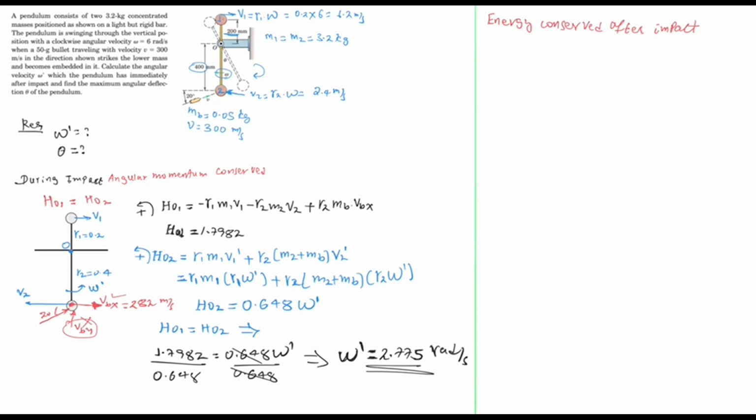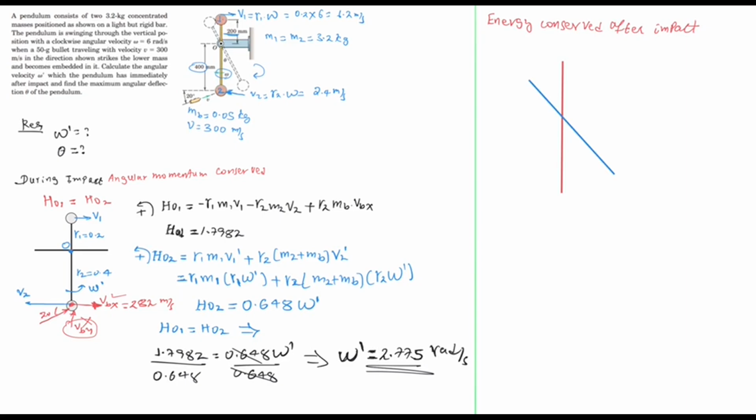Now just after impact, the energy is conserved. So if the energy is conserved, let's evaluate the maximum angle theta. The maximum angle theta will happen when the system becomes stationary, that means when its speed reduces to 0. So let's use the initial and the final conditions of the system. Assume the initial condition is when the particle starts just after the impact, and the final position is when the system comes to rest, that means at this position.